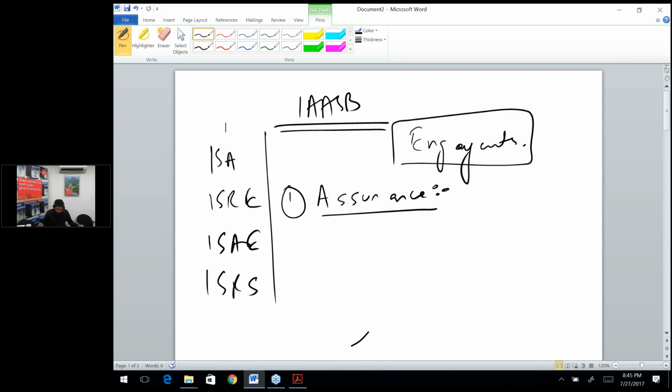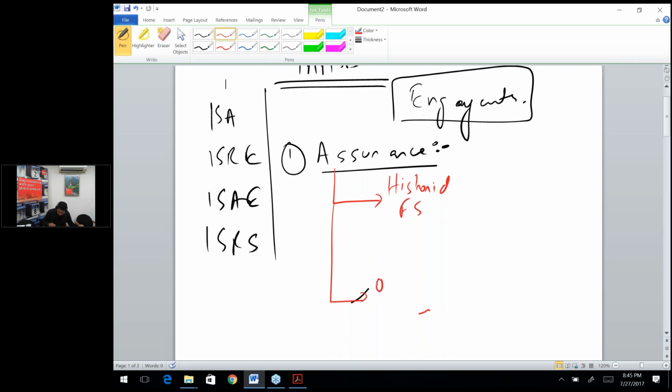The first thing I'm going to say about assurance engagements is that they are of two types. One is based on historical financial statements, and the other is based on other than historical financial statements. Engagements based on historical financial statements could be an audit engagement or a review engagement.